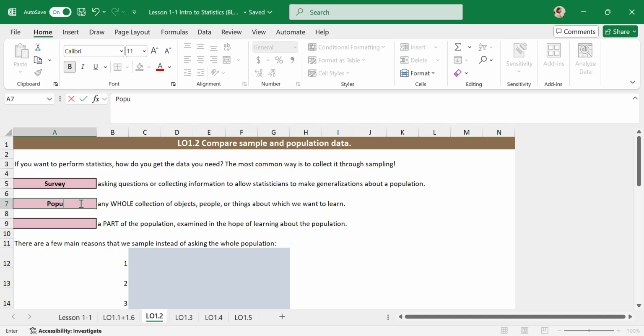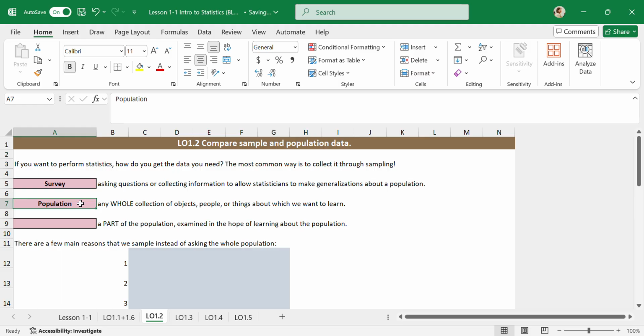So what is a population? That's our next definition. It's any whole collection of objects, people, or things that we want to learn about. So the population changes depending on what you want to learn about. If you're interested in Canadians, the whole population of Canada, which is about 40 million people now, could be the population under study if you want to learn about Canadians in general. But if you're studying just people in Sudbury, where Cambrian College is located, Sudbury could be your population. Or if you're only interested in learning about students at Cambrian College, they could be your population.